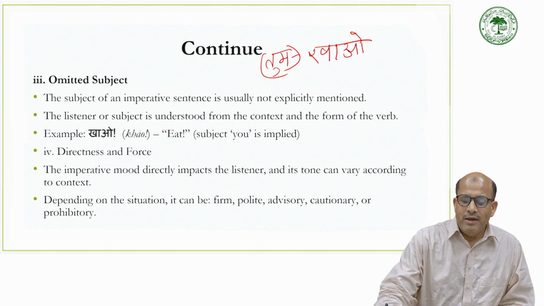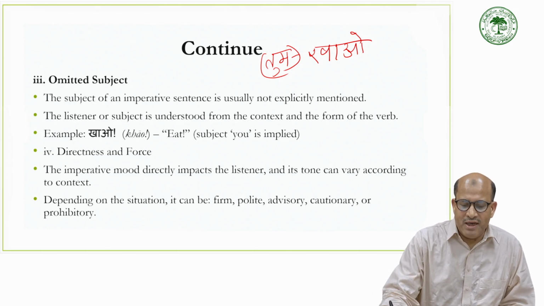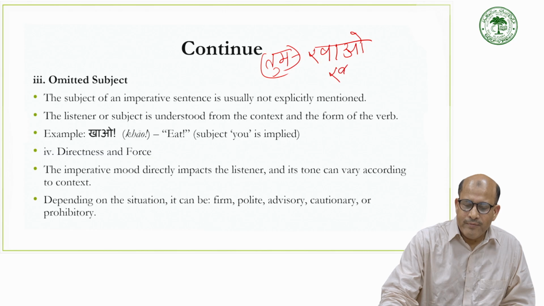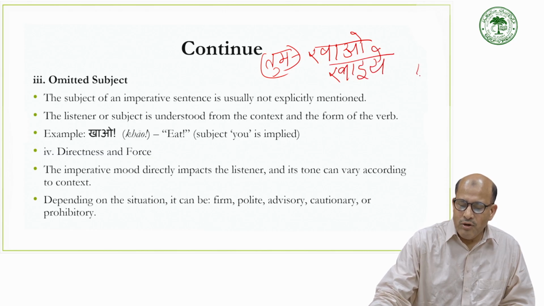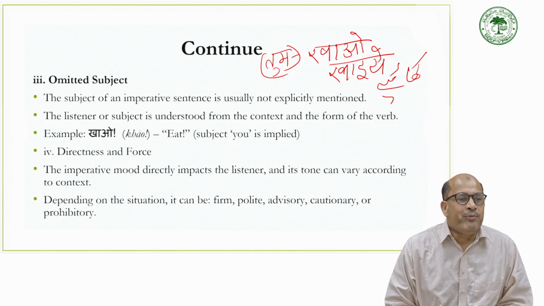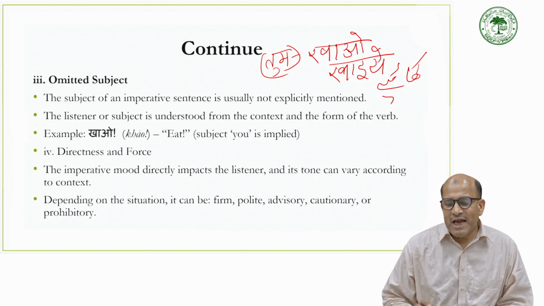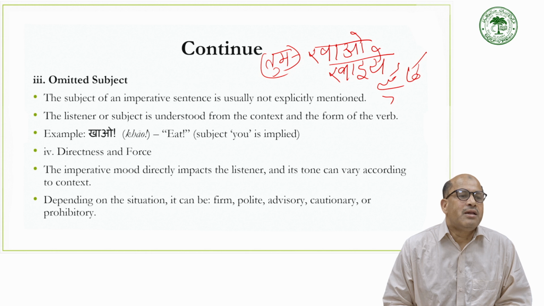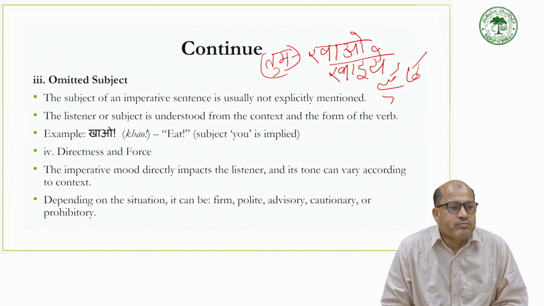So in the same one, if we want to make a polite request here, we can say khaiye, or in Urdu we can write it like this, khaiye. So the subject is implied. Aap khaiye, aap please khaiye, the sense is a please, making a request. So these kinds of things always happen in the subjunctive, where the subject is omitted, not expressed.